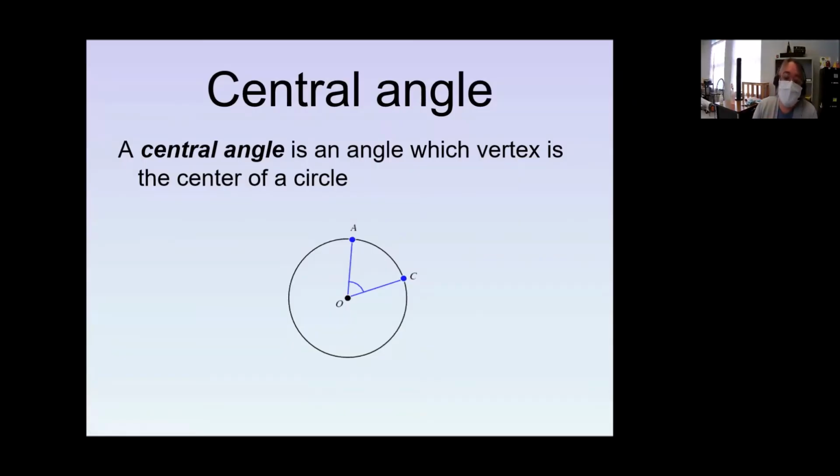Hi, everybody. We're here talking about 10.2 notes, angles, and arcs. I want to talk about a little bit of vocabulary first. The central angle is the first vocabulary term we're going to learn today. A central angle is an angle whose vertex is on the center of a circle.